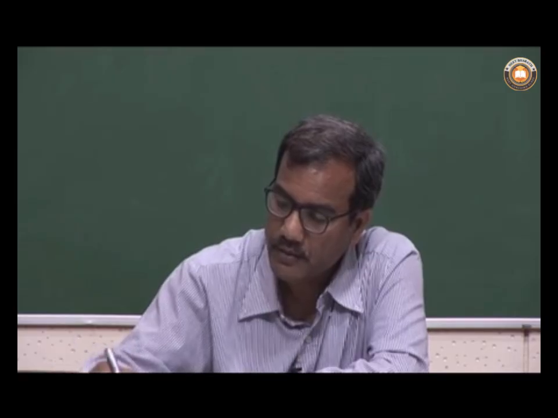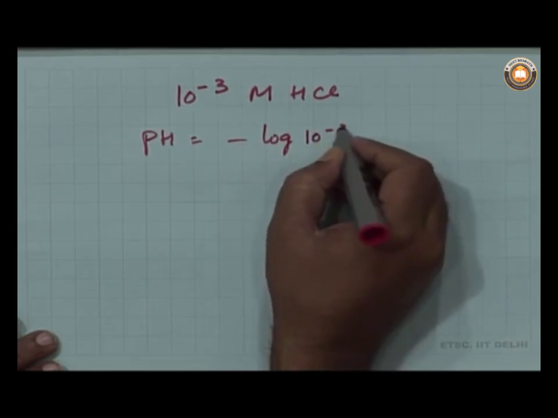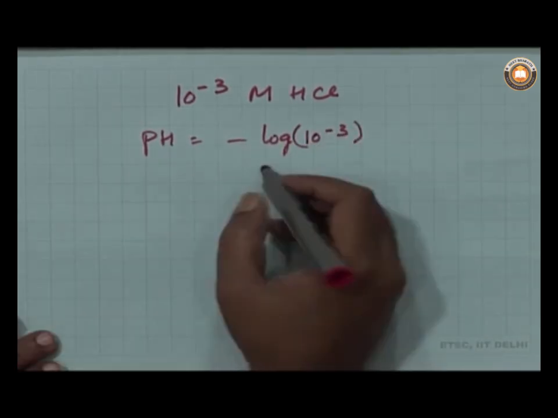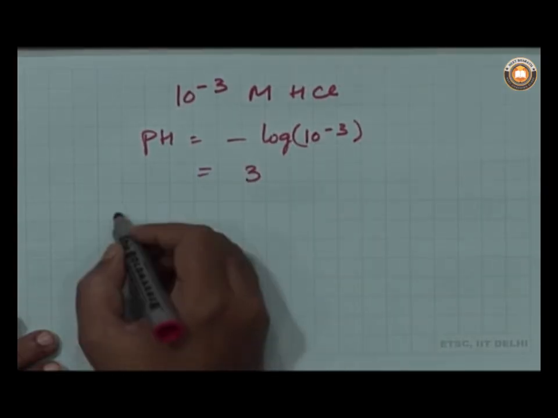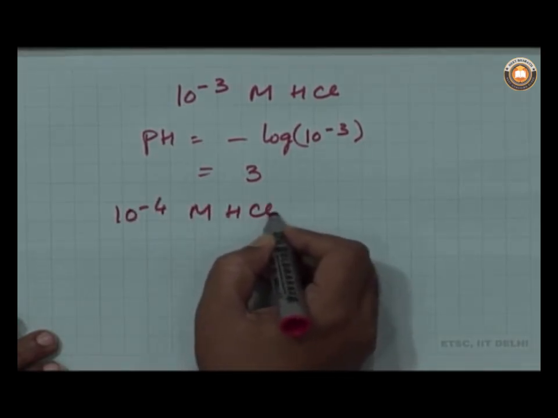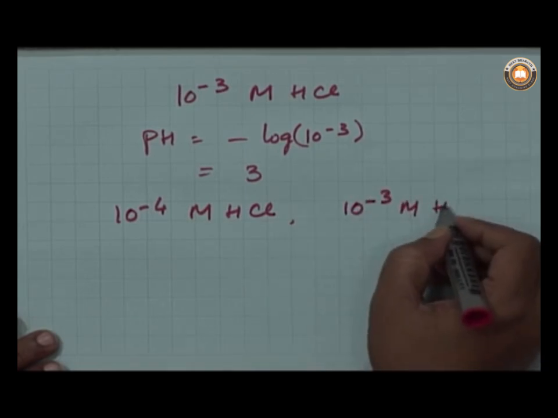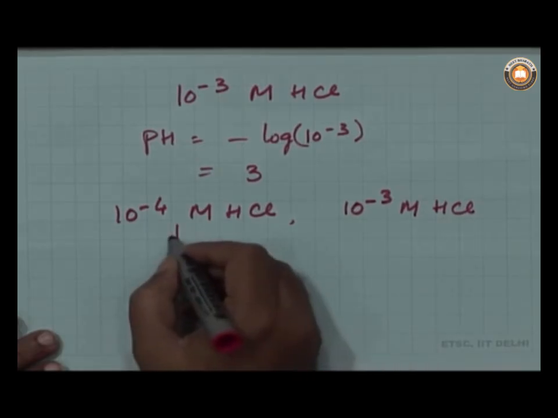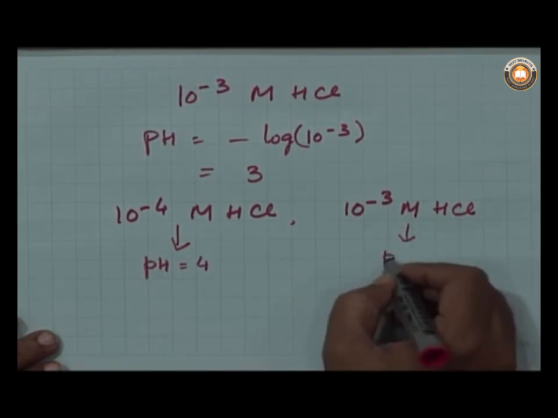So, suppose we have another solution with 10 to the power minus 3 molar HCl. In this case your pH will be simply minus log 10 to the power minus 3, and so this is pH 3. So, now you can see that if I take 10 to the power minus 4 molar HCl and 10 to the power minus 3 molar HCl, pH will be 4 and pH will be 3.